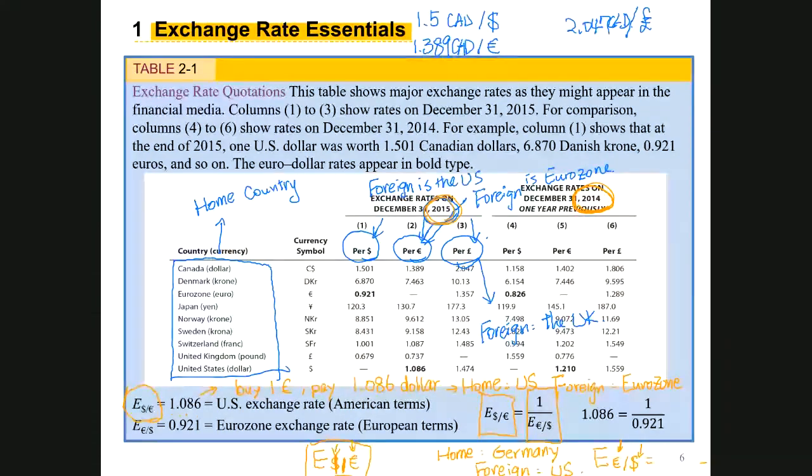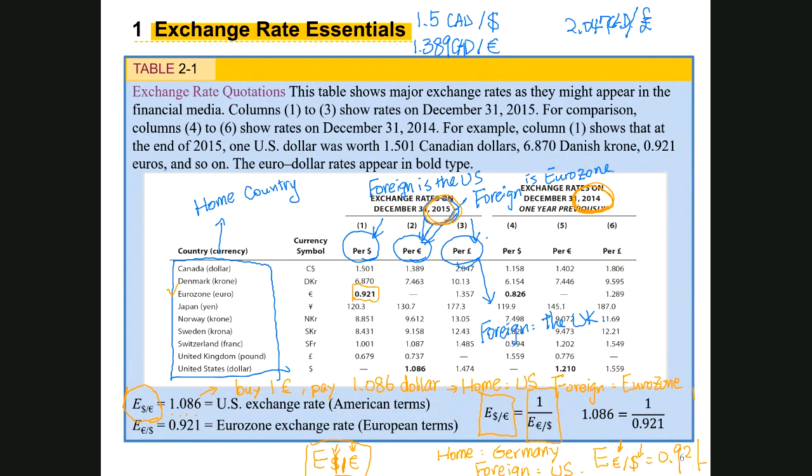Say that you are German. There's no Germany here, but the Eurozone is here, so the home country is here. You are a German looking to exchange for $1 of the US dollar. This is the amount of euro you have to pay out at a bank or at a foreign exchange market. So that's equal to 0.921.